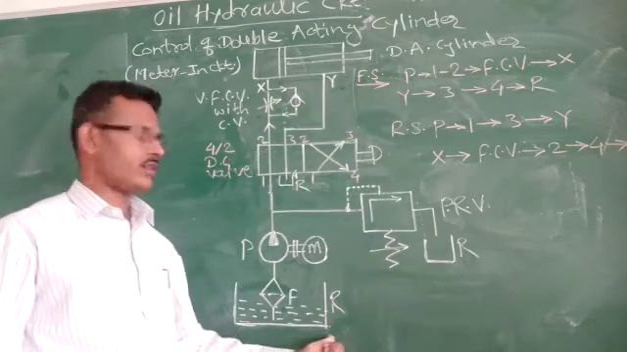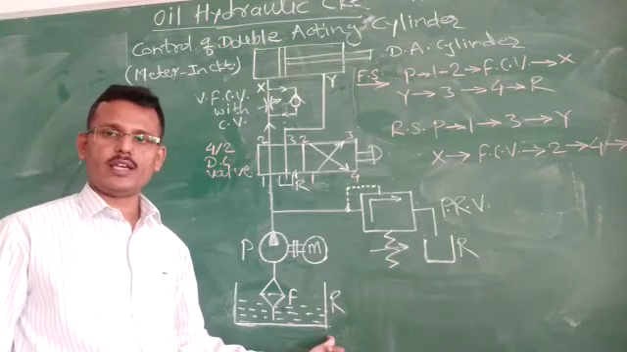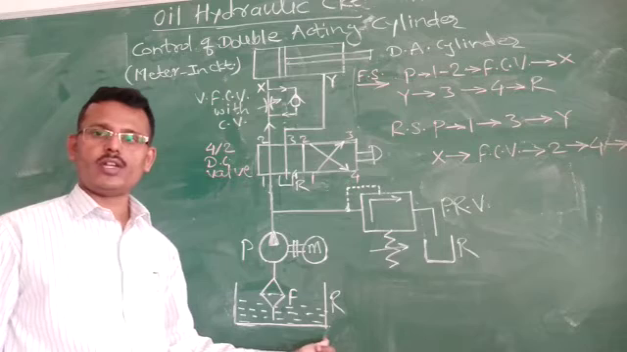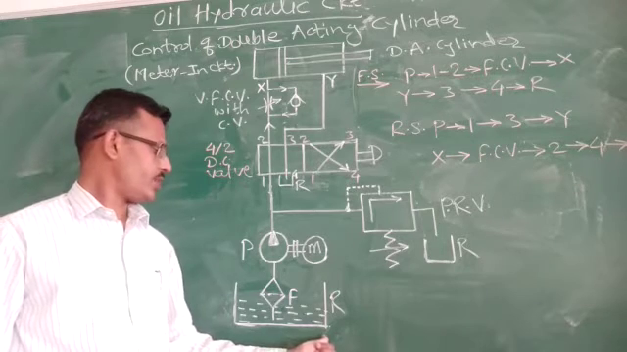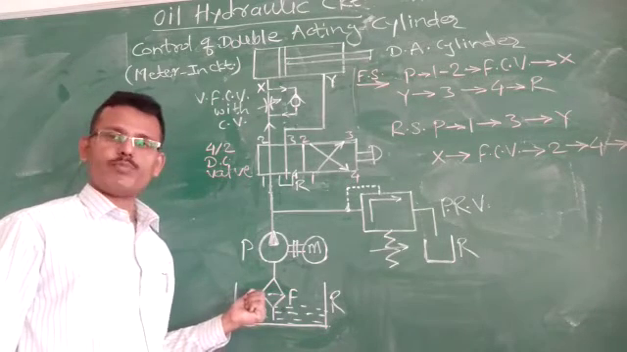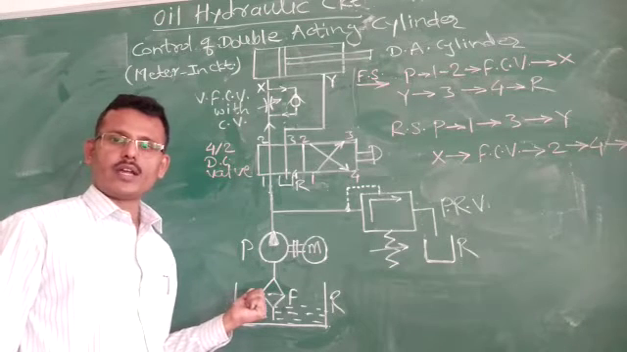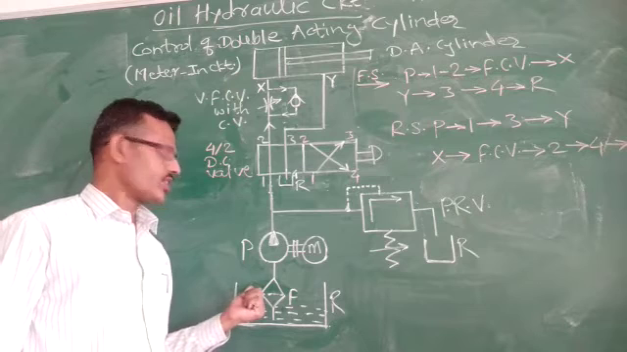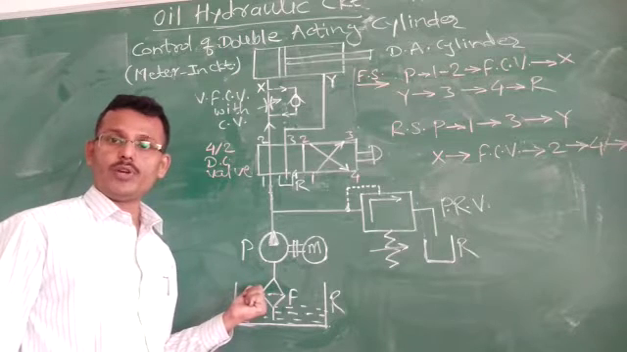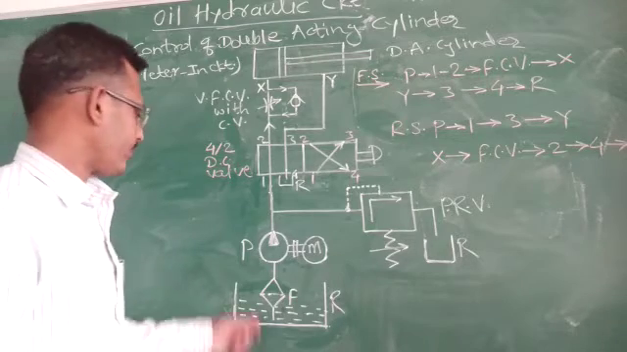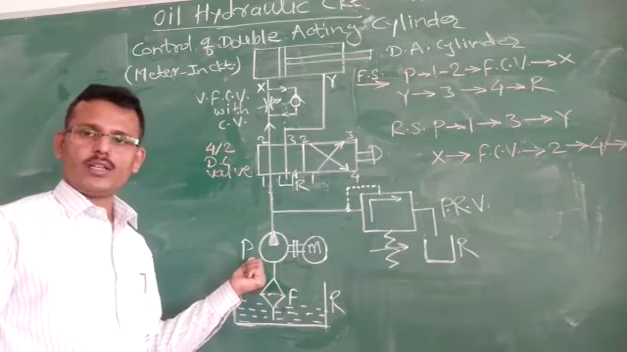The first component of this hydraulic circuit is a reservoir. The function of the reservoir is to store the oil and to supply the oil to the system. After that, the next component is the filter. There are different types of filters available in the market. The function of the filter is to remove the impurities from the oil and to supply pure oil to the system.